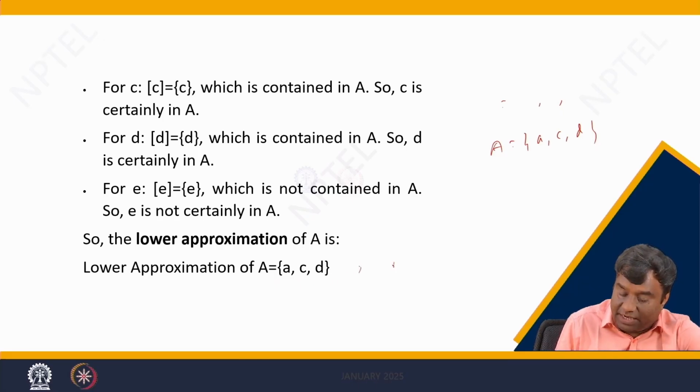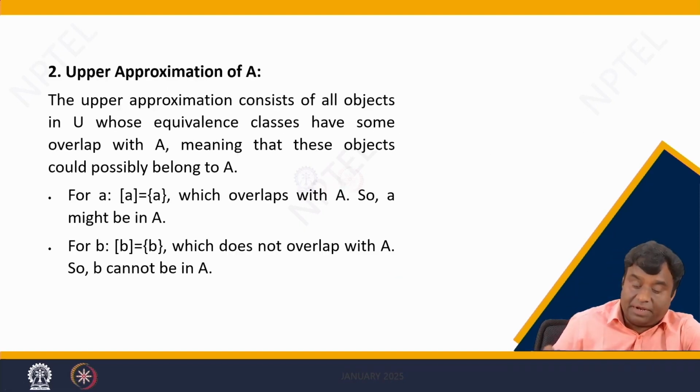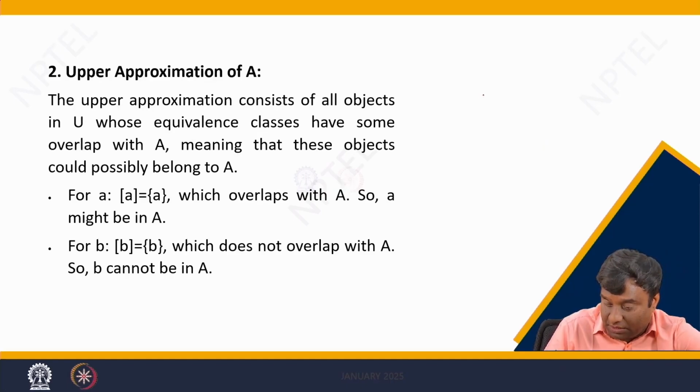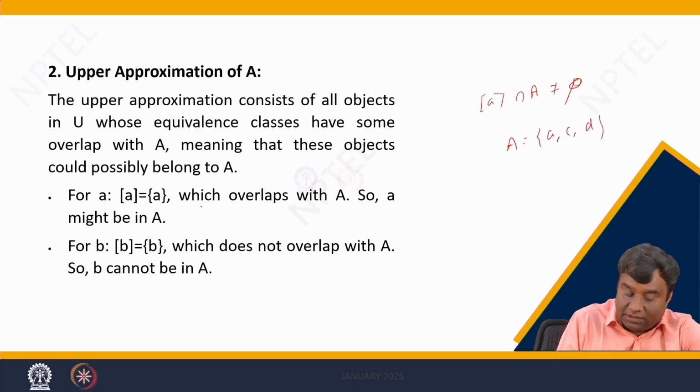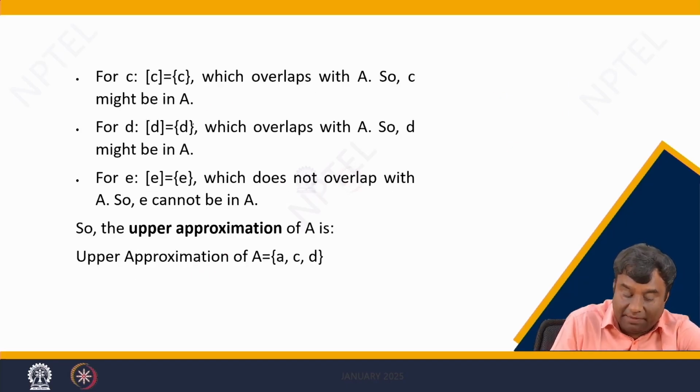So that is basically you can write it as B lower A. Similarly for the upper approximation, the condition is that the equivalence class intersection with the target set A is not equal to the null set. So here A is equal to ACD. As for A, its intersection is A, so it might be in A. For B no scope, for C it might be in A, D also, and E no scope. So here the upper approximation is ACD, and you can write B upper A is ACD.